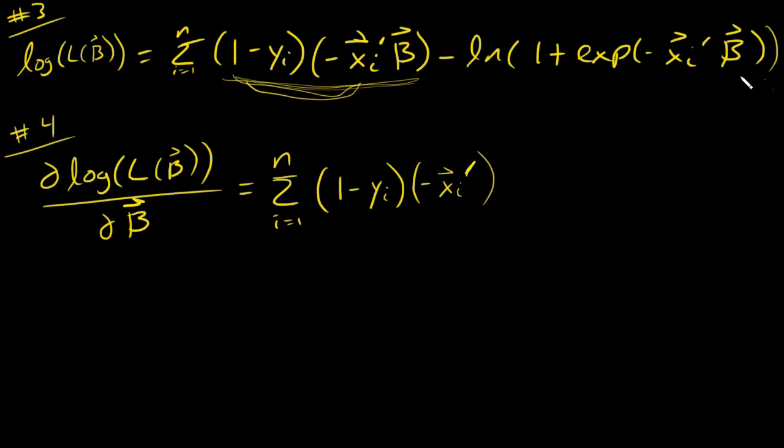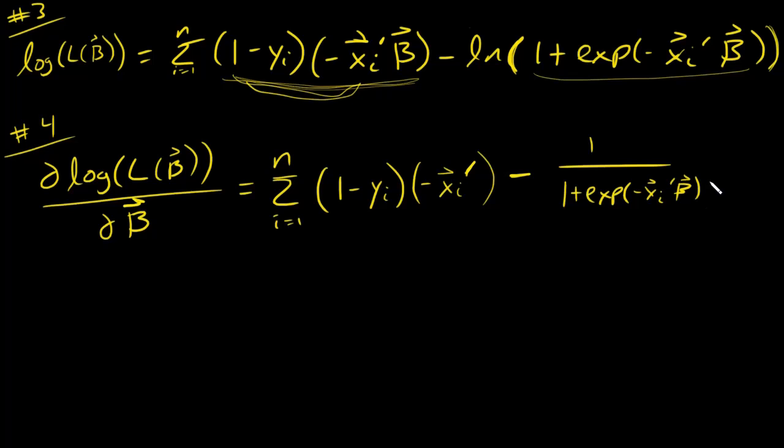Now to find the derivative of this piece, I need to remember how to find the derivative of a log. That would be 1 over what's inside of the log. This is going to be quite a bit of chain rule. Then I take the derivative of what's on the inside of the log. The 1 would go away, but then I would have e to the power of negative xi transpose times beta. Then I need to take the derivative of the inside of the exponent, so this would be multiplied by negative xi transpose.